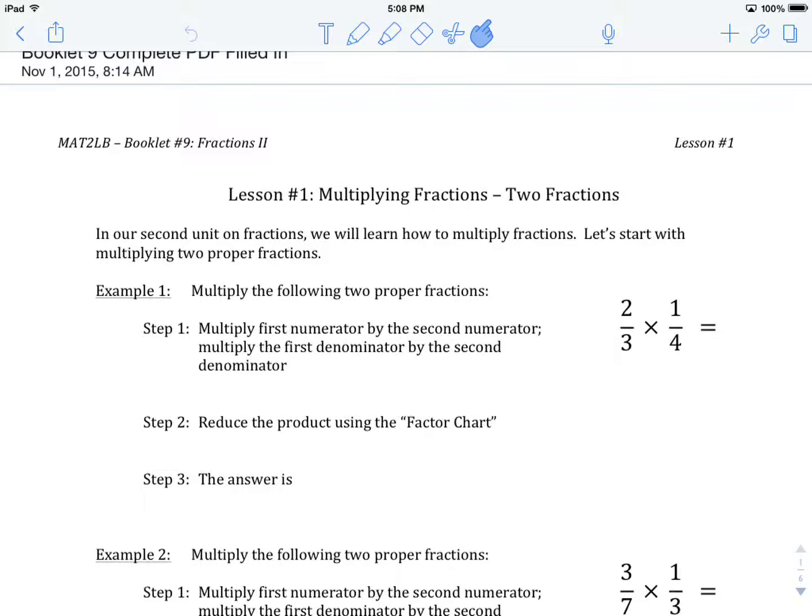Welcome to MAT 2LB, booklet number 9, fractions part 2, lesson number 1, multiplying fractions to fractions.